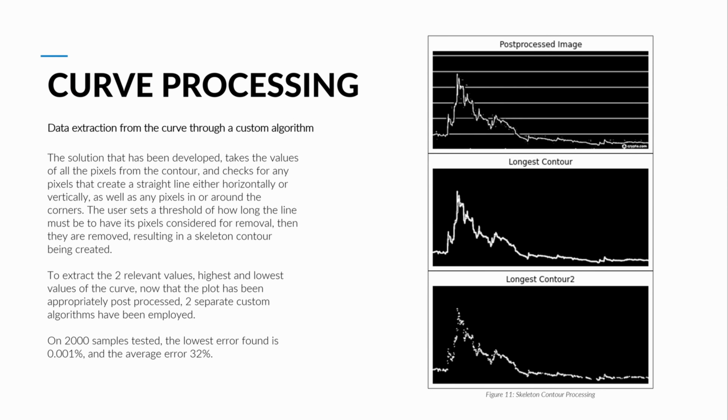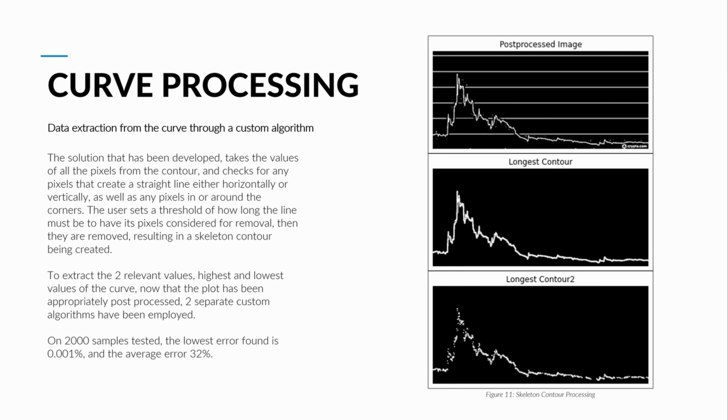Once the regions are available, OCR engines are applied with misidentification functions to extract the text. For the curve area instead, to get the lowest and highest values, a custom algorithm has been designed that fuses linear interpolation with pixel distances extracted from the plot, and within 2000 samples tested with the system in place, for the extrapolation of lowest and highest values, the lowest percentage of error was 0.001% and the average over all 2000 samples was 32%.